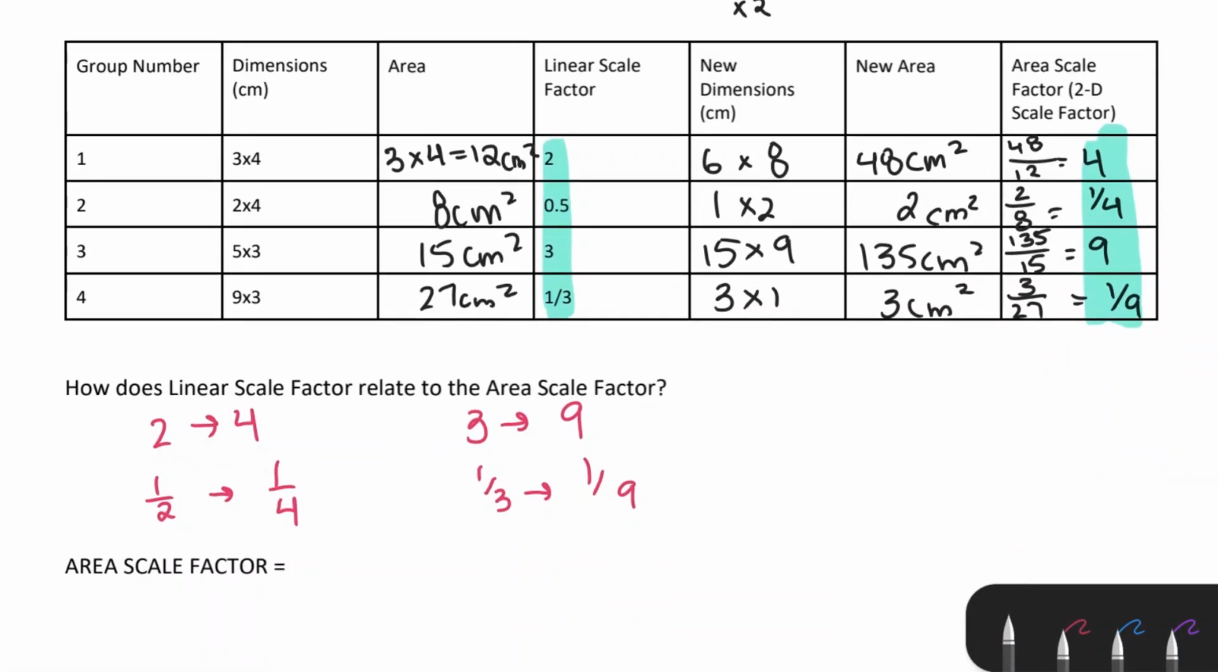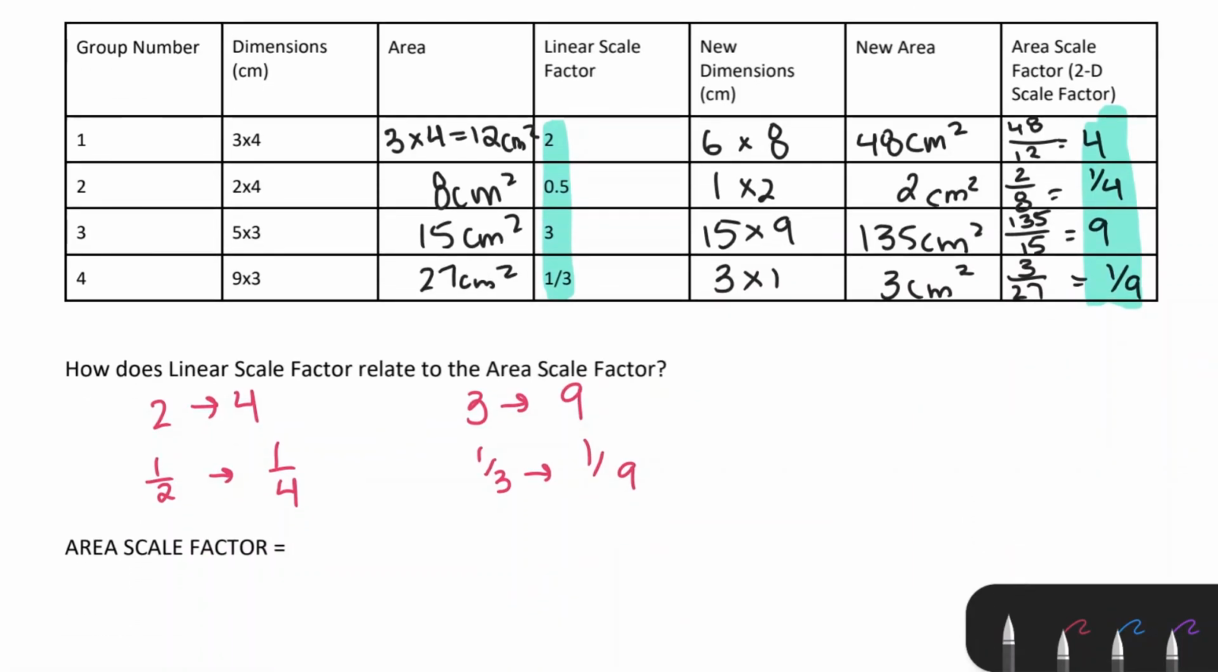Well, what we're doing to get from that linear scale factor to that area scale factor, because we're seeing that linear value happen in multiple directions, right? Multiple dimensions. I'm scaling up by 2 in my length, but I'm also scaling up by 2 in my width. What happens is that I'm actually squaring that linear scale factor. Right?